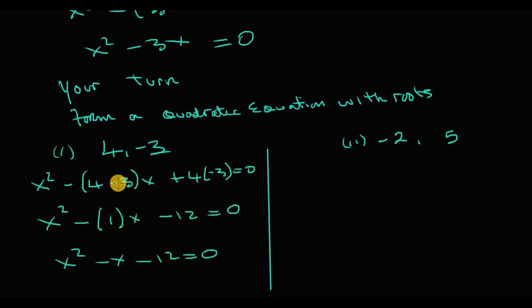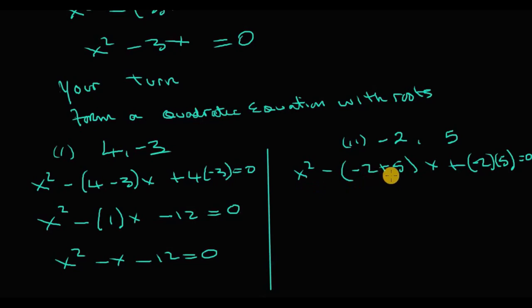Okay, here's the first one. x squared minus the sum. So 4, minus 3. That's the sum of them. And then the product, 4 times minus 3, so x squared minus, and 4 minus 3 is equal to 1, so there's a 1 inside the bracket, x minus 12. Clean it up, x squared minus x minus 12. Press pause, have a go with the second one.